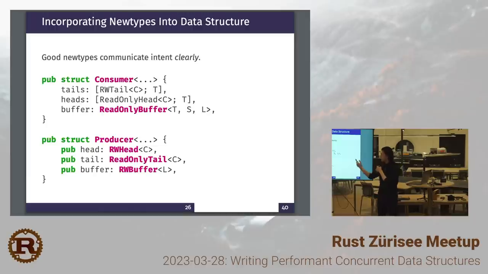So this would be an example of how a consumer or producer in my queue would look like if you use these nice new types, and you can immediately think about the semantics of the queue, which is the consumer is only allowed to read from the buffer, not to write to it, and also only allowed to read the head. But it's allowed to modify all the tails. So we have read-write tail, read-only head, read-only buffer. And for the producer, everything is exactly flipped. So we have read-write head, read-write buffer, but read-only tail. So already this presents lots of safety features.